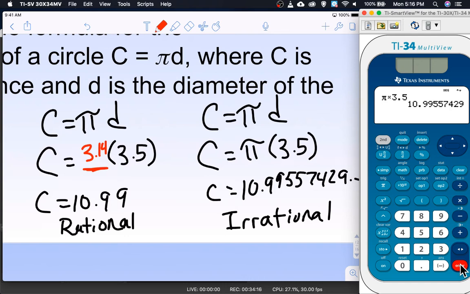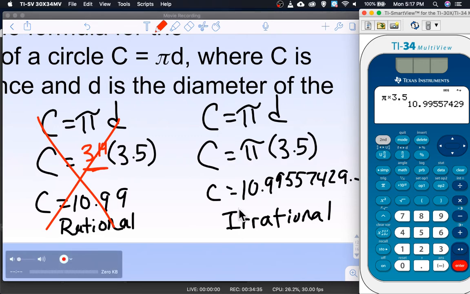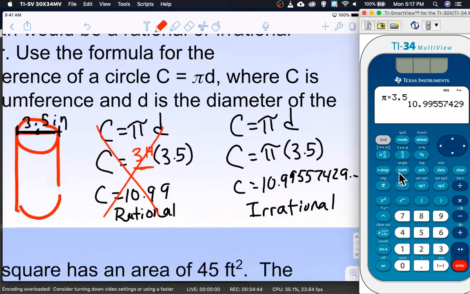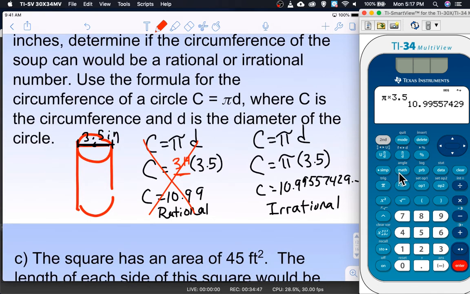Most of the time, that's okay. If you're asked to find the circumference of a circle, a lot of times we do round. We don't need all of those digits of pi. But as far as determining if the number is a rational number or an irrational number, you kind of do need all of those digits. So this one is wrong because we rounded and chopped off all of those decimals. This one, the calculator holds all those decimals and we get a much more accurate answer. This is the correct answer. The actual circumference of that circle will be an irrational number.